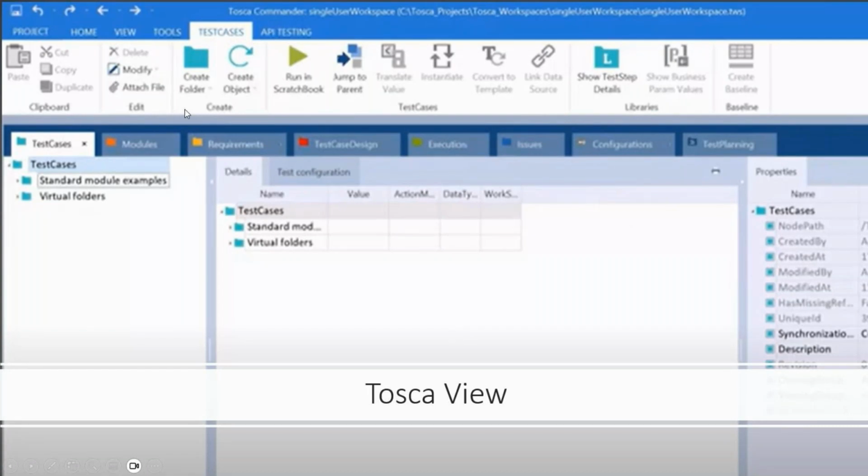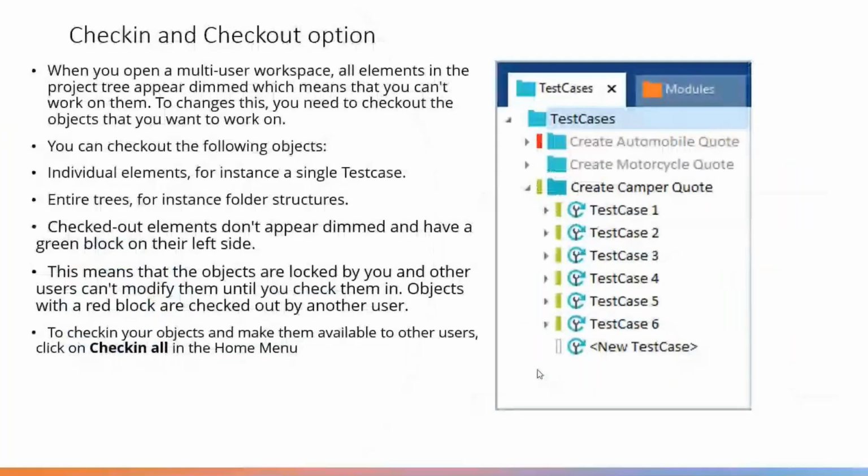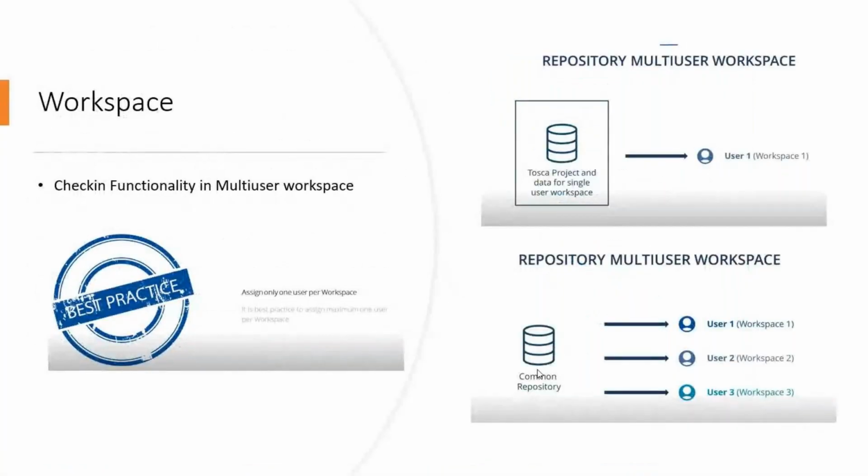There are different panes that you have to understand before we start creating test cases. These are the common folders that you see when you navigate in Tosca. And coming to the workspace, you have to know the best practices. Check-in and check-out is the first best practice you have to understand. Check-in functionality is only for a multi-user workspace, not for a single user workspace. As we are using only a single user workspace right now, you'll not have much knowledge of check-in functionality.